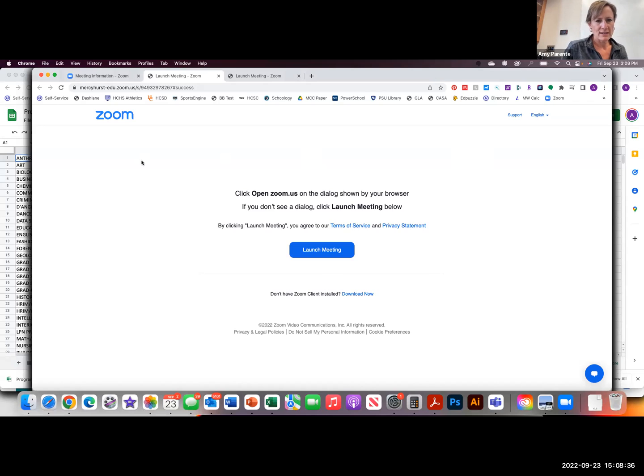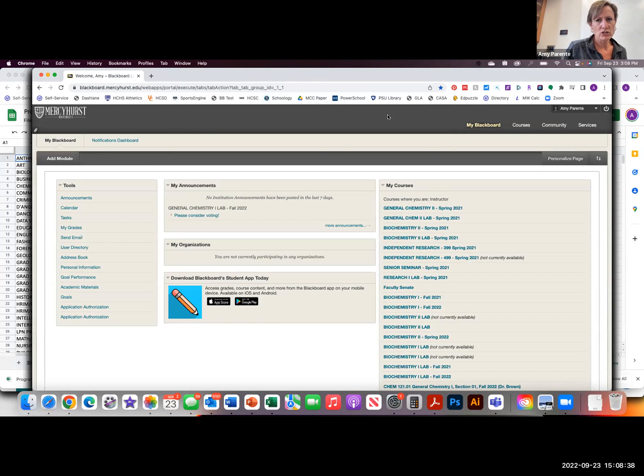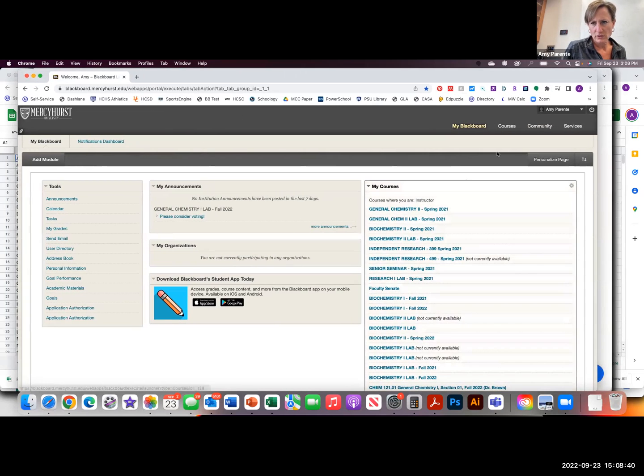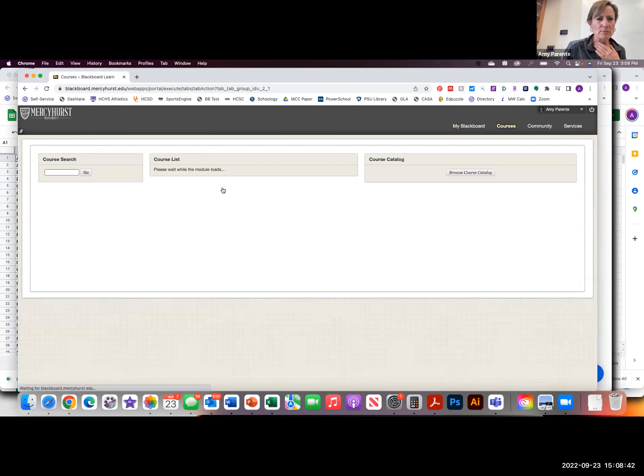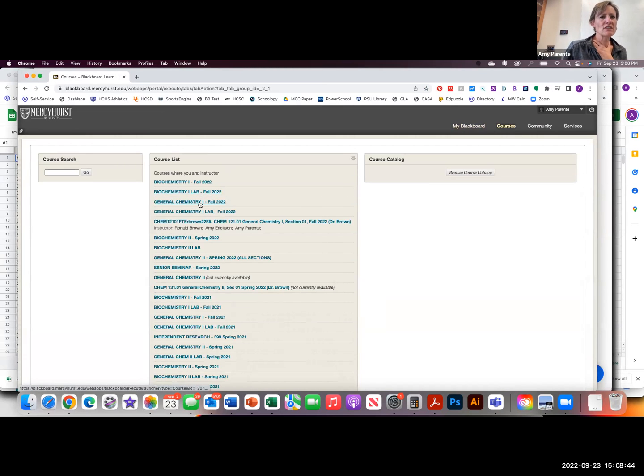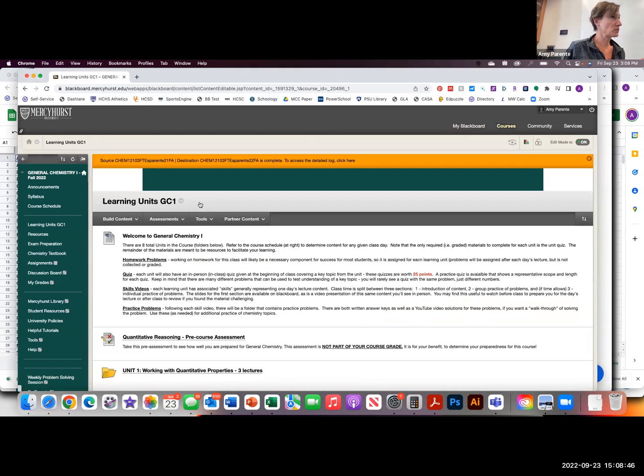Okay, so the plan here was I wanted to go to just Blackboard and make sure that everybody sees where they can find some resources for helping you study. Okay, so there's this exam preparation tab that's over on the left.